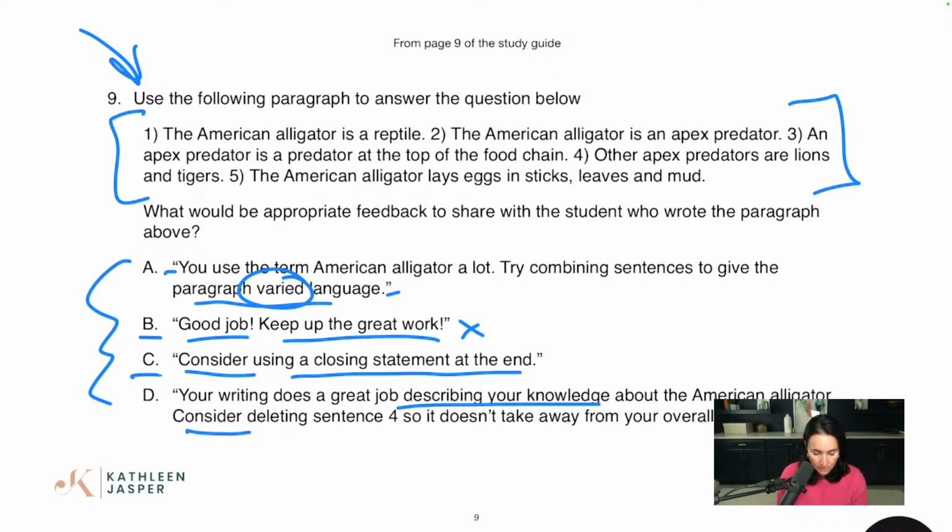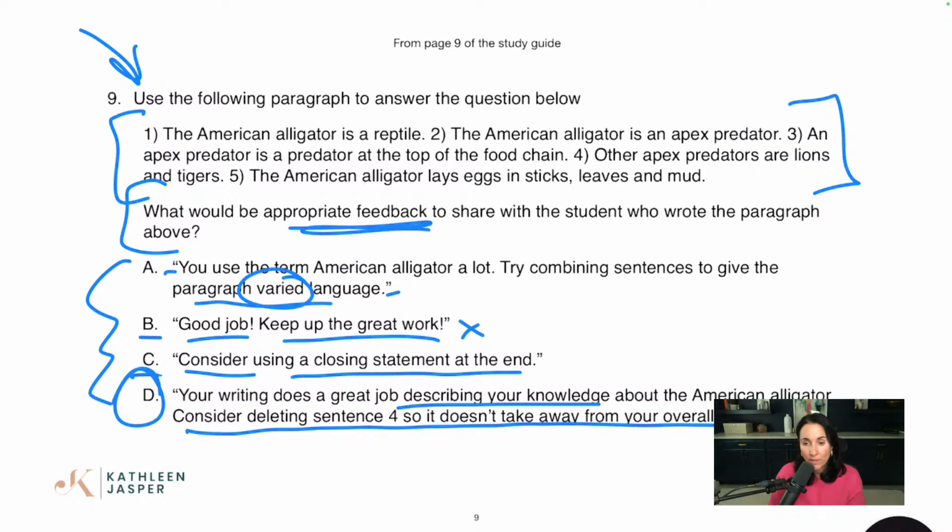Positive. Consider deleting sentence 4 so it doesn't take away from your overall theme. I love D because you kicked a little and you praised a little. And it's specific. What can the student do to fix it? D is the correct answer. I can see here what would be the appropriate feedback. D's got it all. I don't even care what it says.